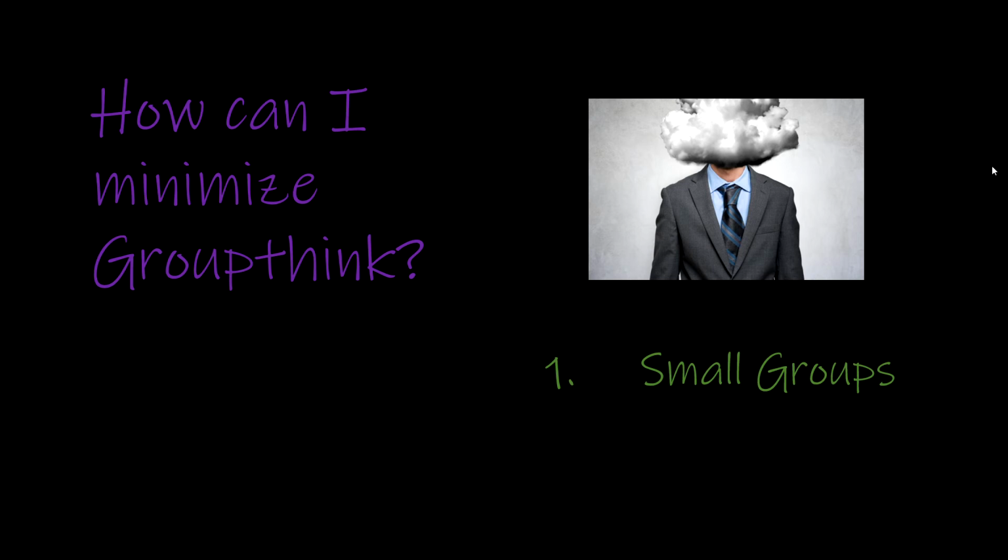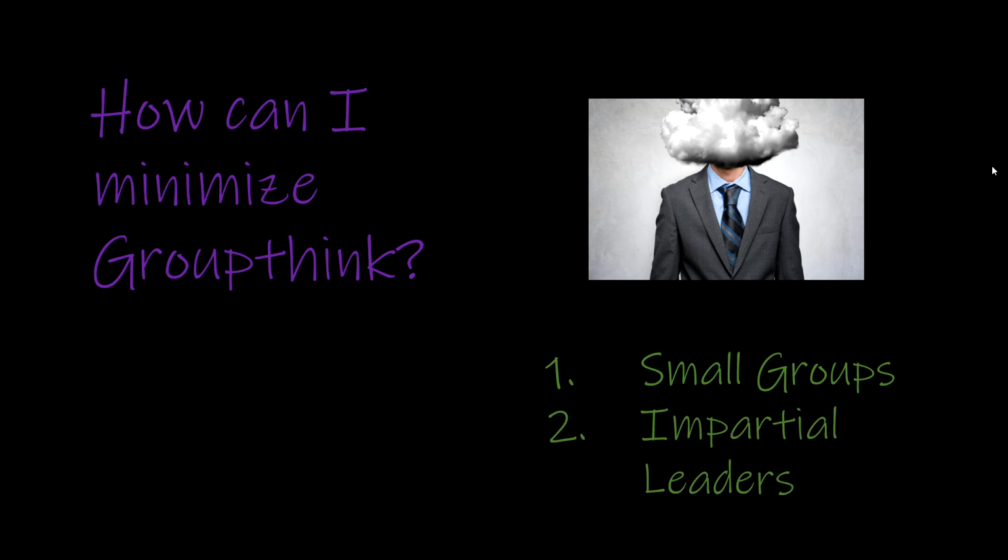And if somebody has an idea that is a little bit outside of what the norm is, if there's not that many people, it's easier to talk through that idea as opposed to having 20, 25 people say, no, no, no, that's not what we do. Okay. Then the second thing is we can have impartial leaders.